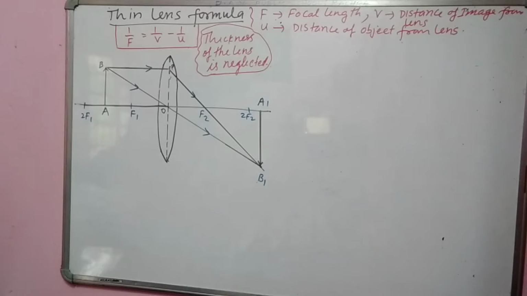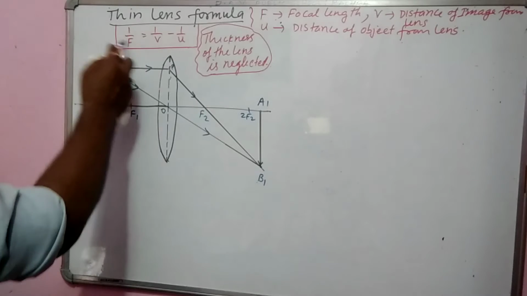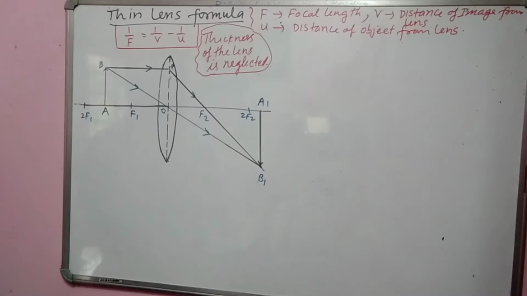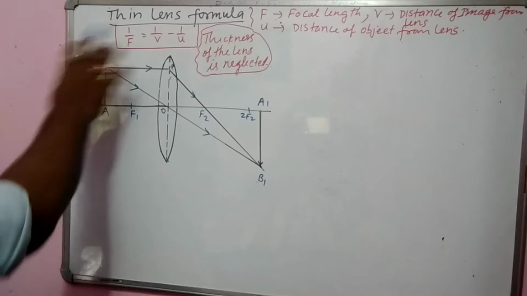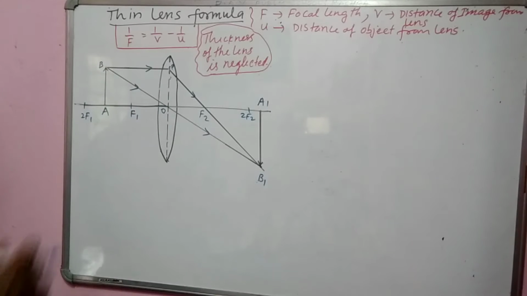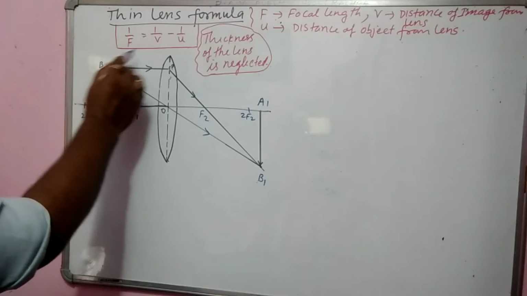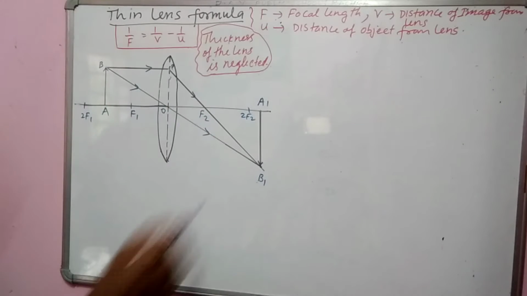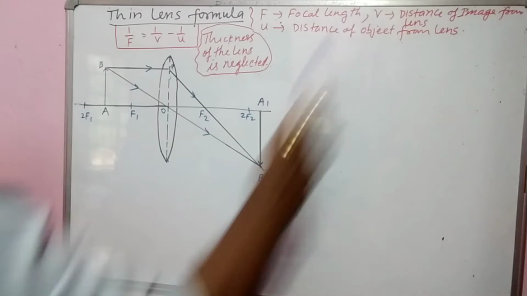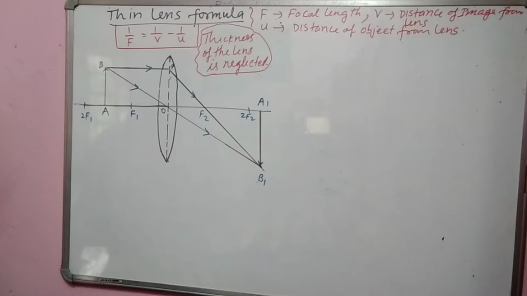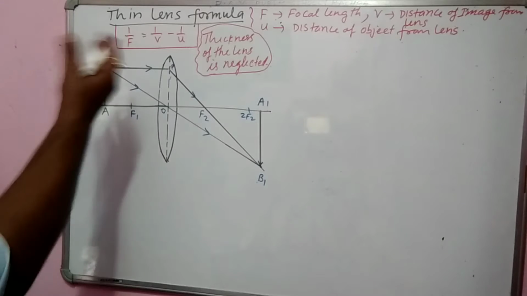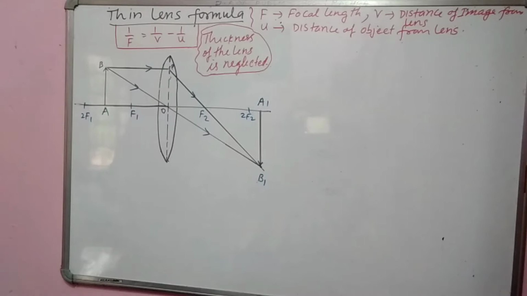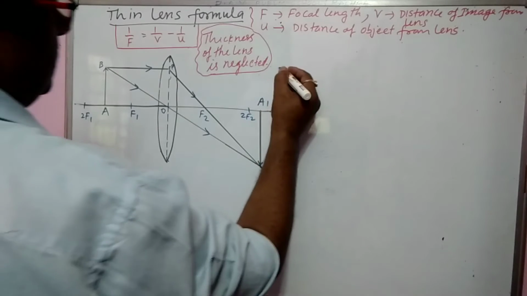Here I have written 1 by f is equal to 1 by v minus 1 by u. This is called the thin lens formula, and this is the relationship between f, v and u. f is the focal length, v is the distance of the image from the lens, and u is the distance of the object from the lens. So how to prove it? We are going to prove it.